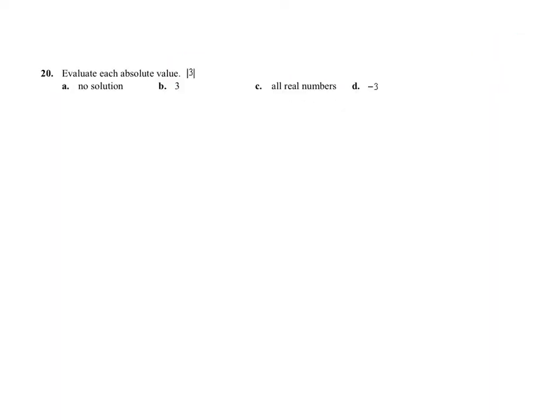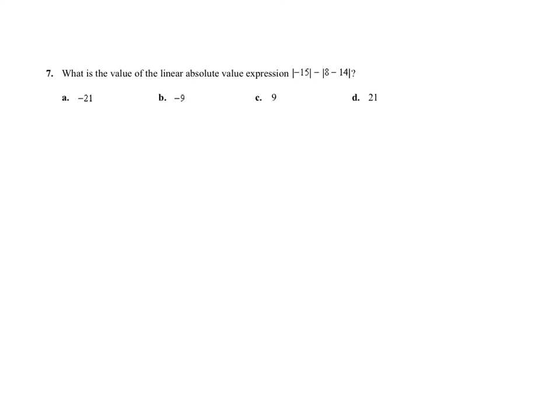Evaluate each absolute value. So again, this is just the absolute value of positive 3, which is positive 3. What is the value of the linear absolute value expression here? This is like those examples we were doing in class on what to do first. For this one, absolute value of negative 15 minus absolute value of 8 minus 14, for the first one we don't have anything going on inside the absolute value, so we get to just do the absolute value. The absolute value of negative 15 is positive 15.